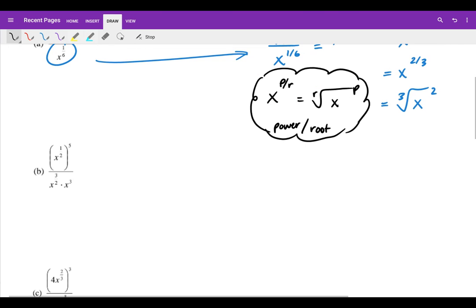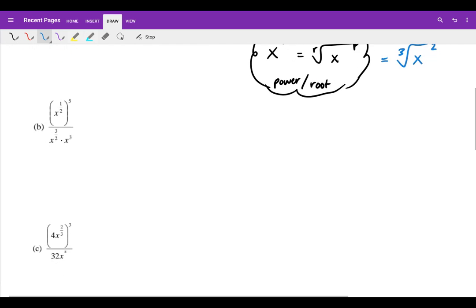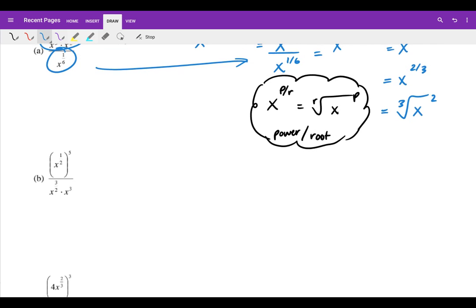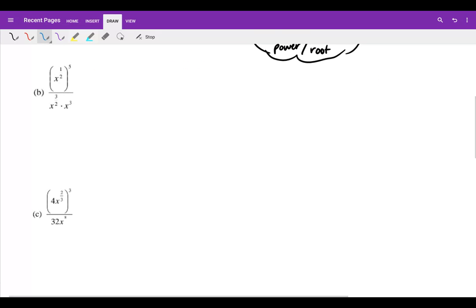Okay. Moving on to B here. We've got a power being raised to a power in the numerator, and that is rule 5. So we're going to have x to the 1/2 times 5. Remember, 5 is 5 over 1. So this is x to the 5/2, or 5 over 2 in the numerator.